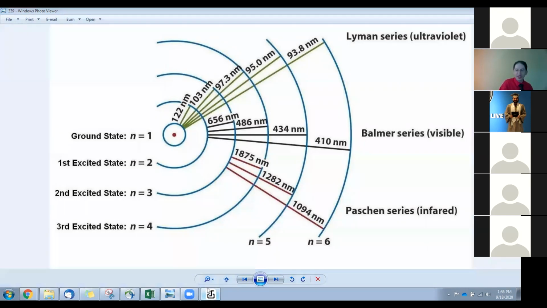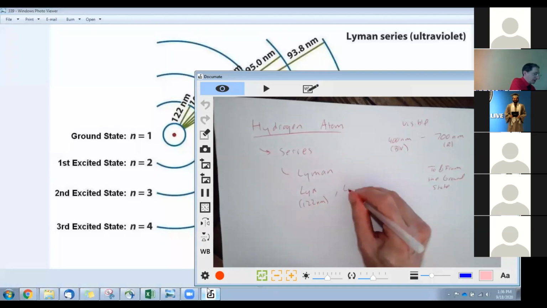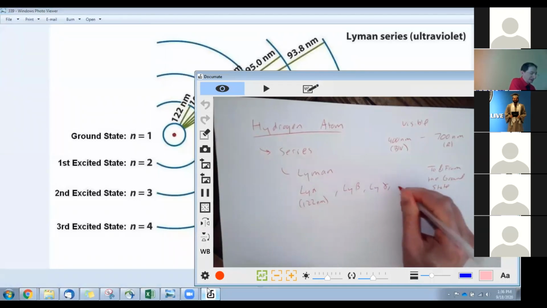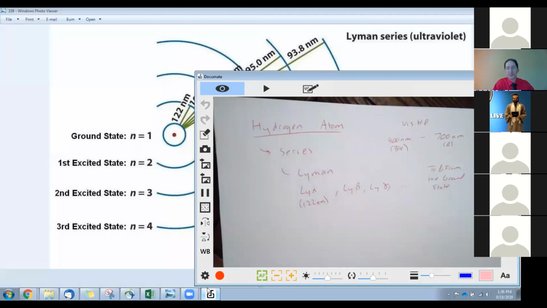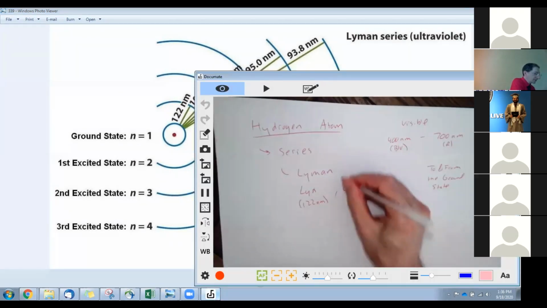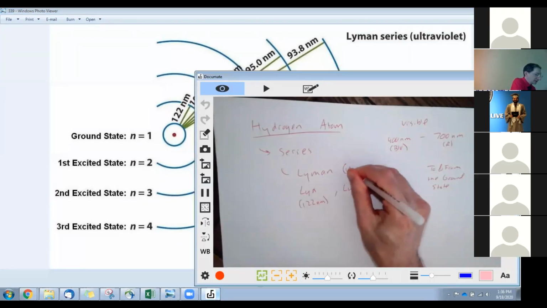Thank you. The second one is called Lyman beta, Lyman gamma, delta, epsilon, and so forth. Just terminology. So the first one here in the Lyman sequence is Lyman alpha, Lyman beta, Lyman gamma, Lyman delta, and these are all in the ultraviolet. The Lyman series is in the ultraviolet.